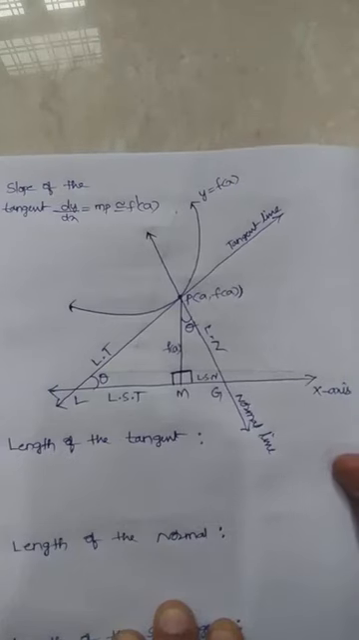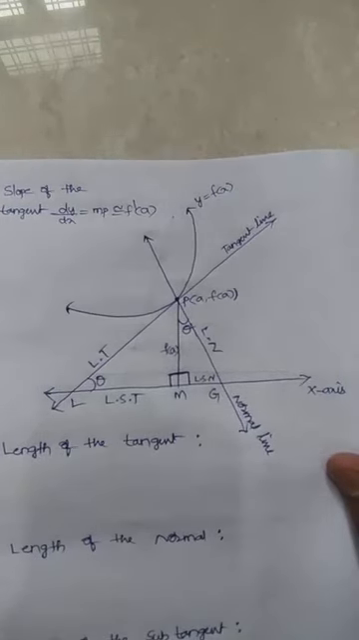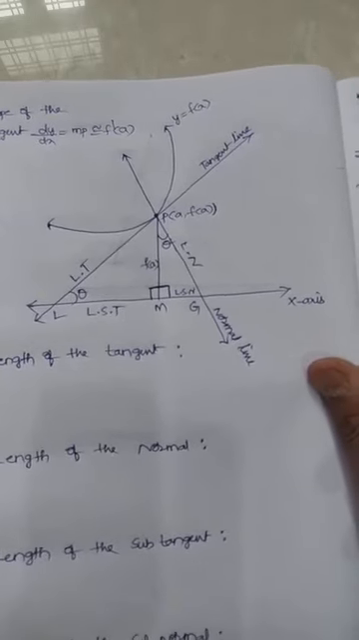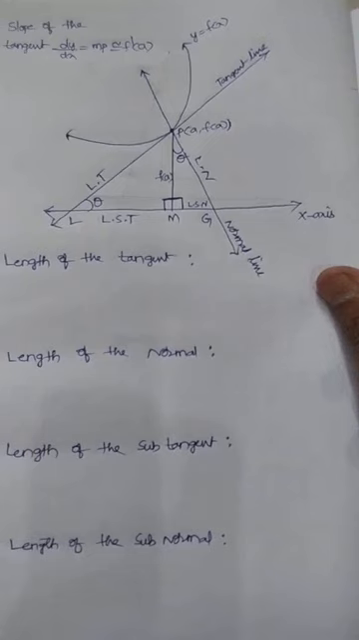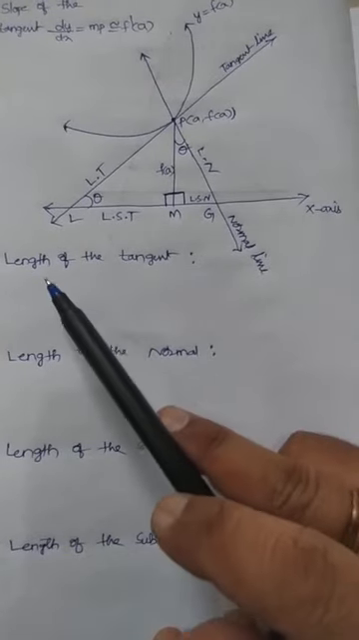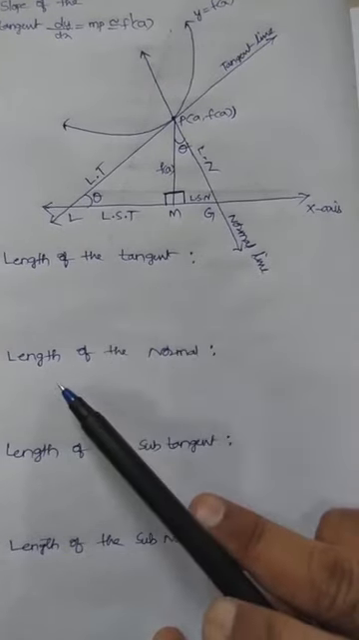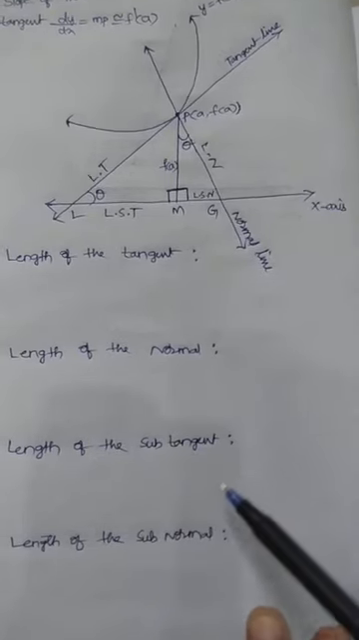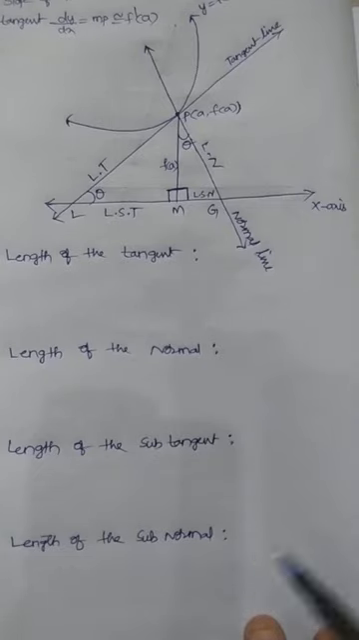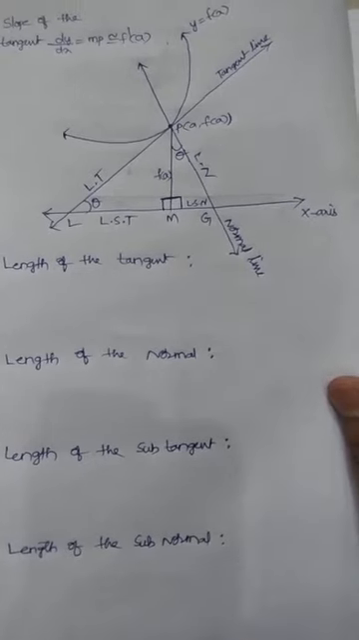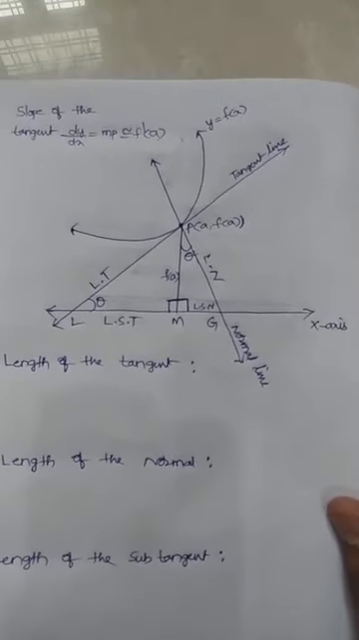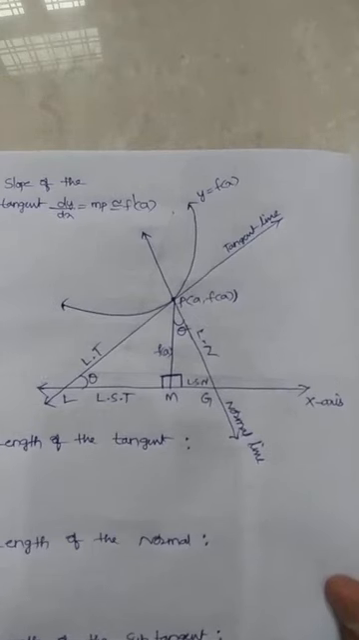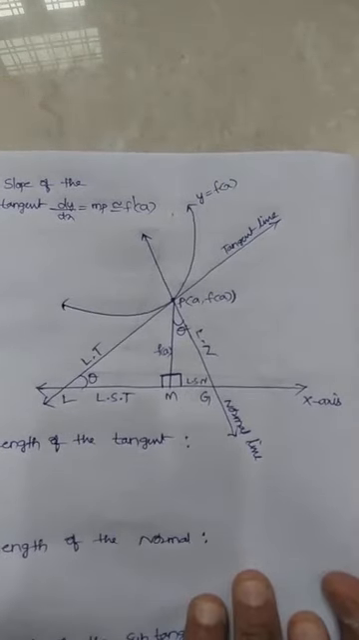So now we are going to discuss some important concepts. I am going to discuss the length of the tangent, length of the normal, length of the subtangent, and length of the subnormal. These four concepts I am going to explain with this diagram, so you have to observe it clearly.